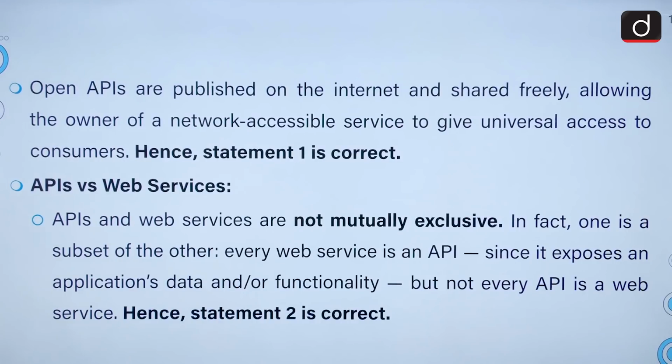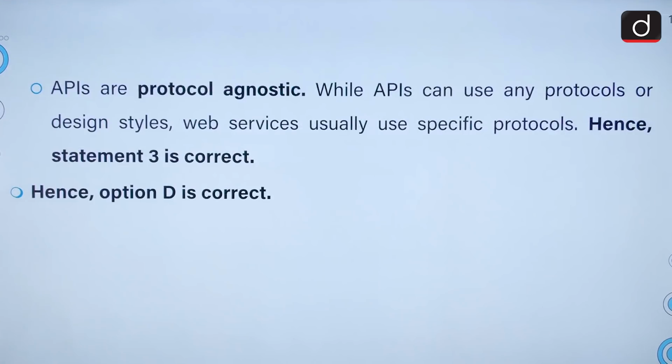APIs and web services are not mutually exclusive. In fact, one is a subset of the other, and every web service is an API since it exposes an application's data and/or functionality, but not every API is a web service. Moving on. APIs are protocol agnostic. While APIs can use any protocols or design styles, web services usually use specific protocols.